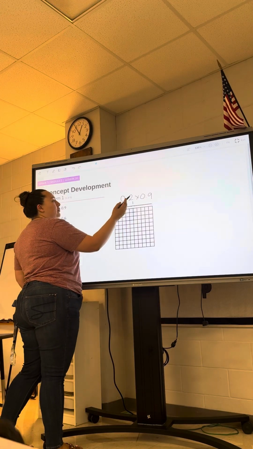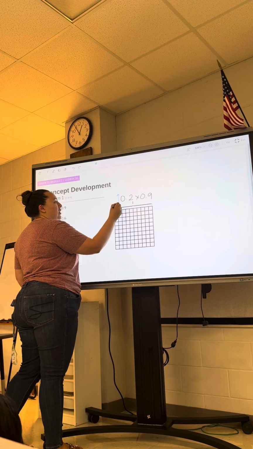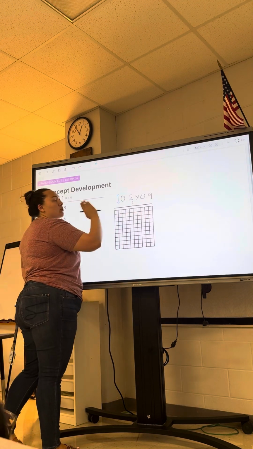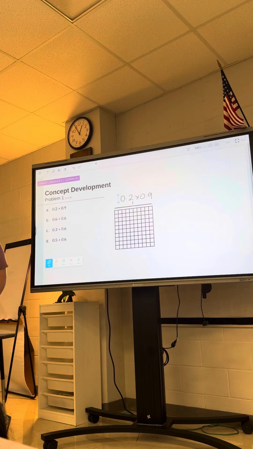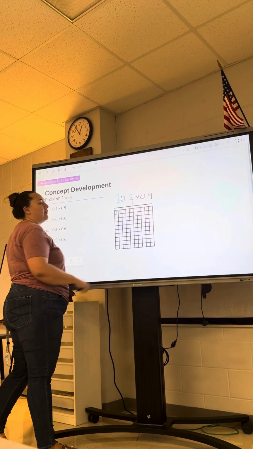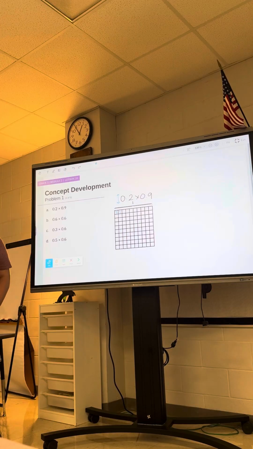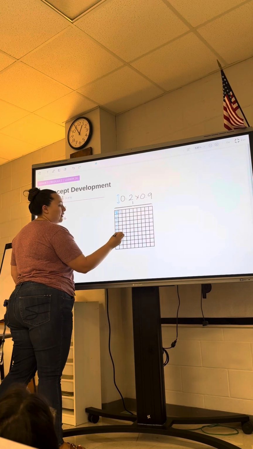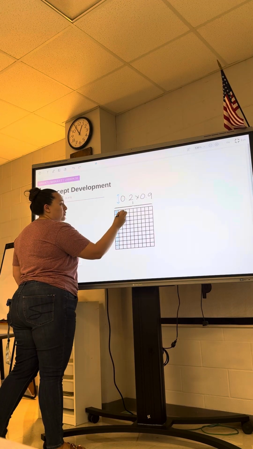Remember, my blue, my first number when I multiply, I'm going to shade that in vertically. If I'm making 2/10, how am I going to shade that in on my graph here? Levi? Okay, so am I just going to do 1, 2 like that? All the way. I need a full bar, right? So this is 1/10. This is 2/10.